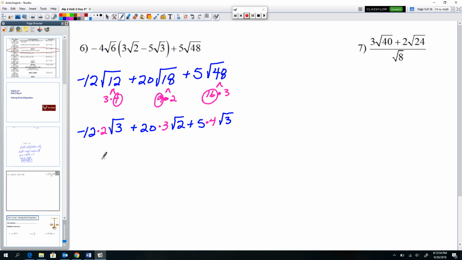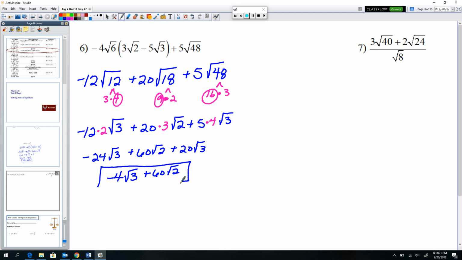All right, let's go see what we've got going on here. I've got negative 24 square roots of 3. I've got 60 square roots of 2. And I've got 20 square roots of 3. This guy doesn't look like he has any friends, but this first one and this last one can be combined to make negative 4 square roots of 3. And then these 60 square roots of 2 are just going to be on their own. Can't break anybody else out, can't combine them with anybody else, so I'm finished there.